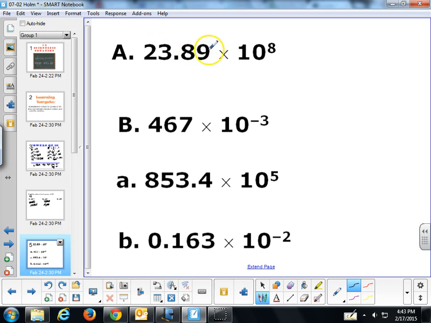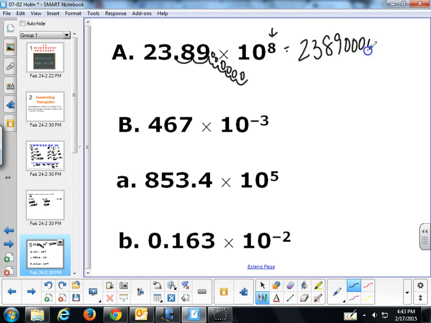Well, 23 and 89/100ths times 10 to the 8th, I can simply move the decimal, not add zeros, 8 places. 1, 2, 3, 4, 5, 6, 7, 8. That should leave 6 zeros. So I'd have 2, 3, 8, 9, 1, 2, 3, 4, 5, 6 zeros. Put your commas in or they have no meaning. It's too hard to read.